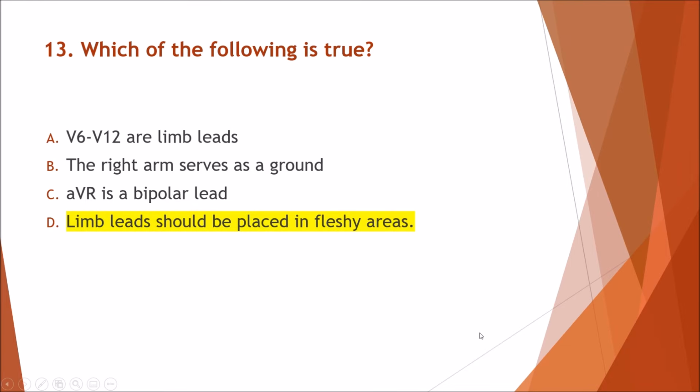The answer for this one is limb leads should be placed in fleshy areas. All right, so let's talk about each one of these. This should actually be V1 through V6, and these are not limb leads, these would be precordial leads, right? The right arm serves as a ground. No, it is not the right arm. It is the right leg. Remember, the right leg serves as a ground.